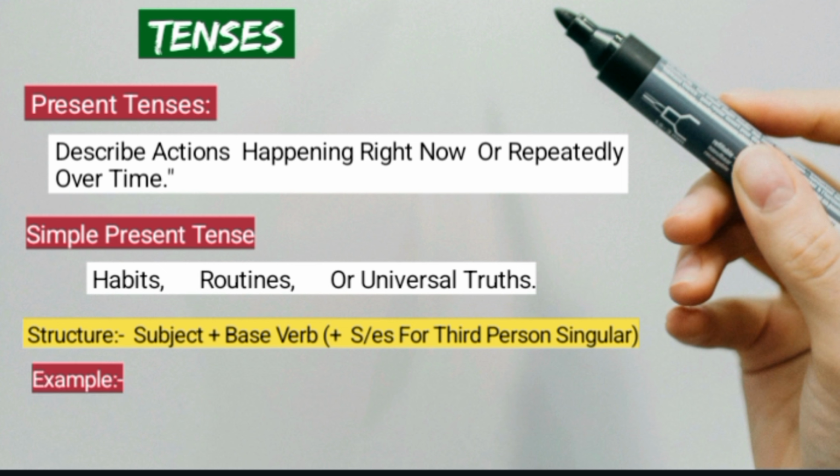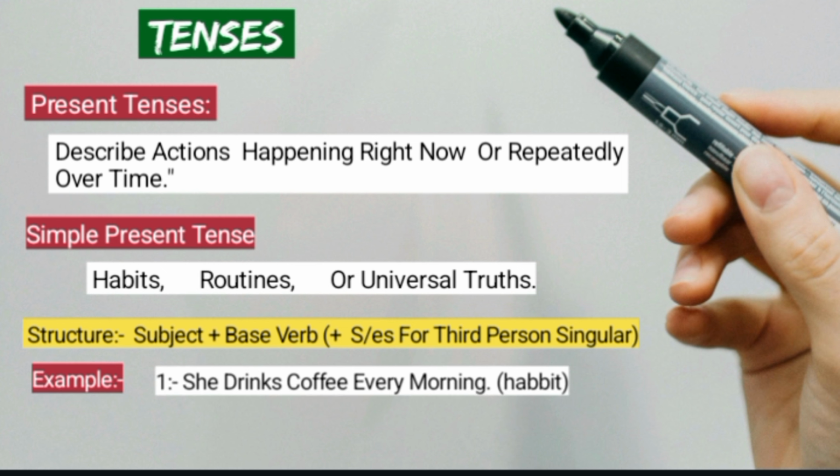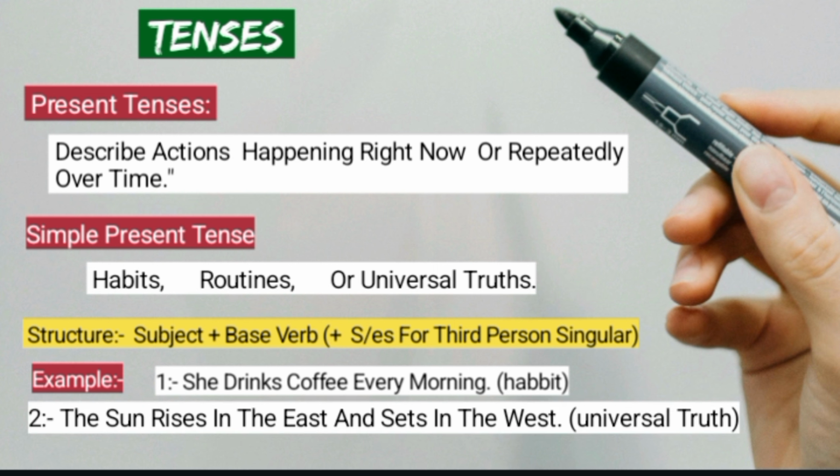For example, she drinks coffee every morning. Here we are talking about her habit that she drinks coffee every morning. Present simple tense tells us about habits. Sentence number 2 is, the sun rises in the east and sets in the west. It's obviously a universal truth because the sun rises in the east and sets in the west. And present simple tense tells us about universal truth.